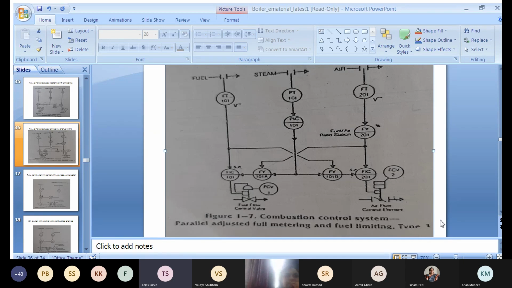Ma'am, basically this is the diagram of a combustion control system. Correct. There are three chambers, you can say: fuel, steam and air. The fuel flow valve is connected at the bottom side.